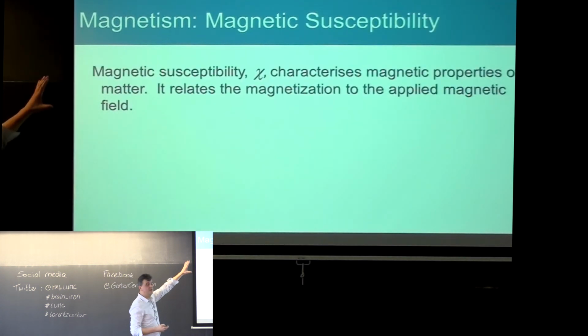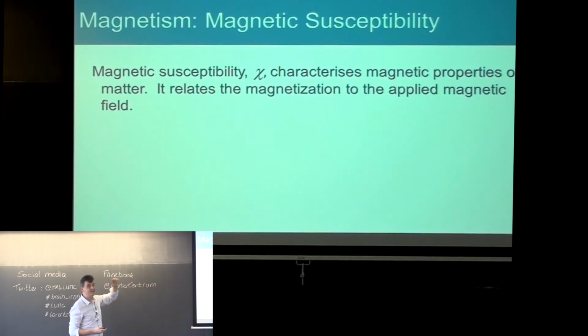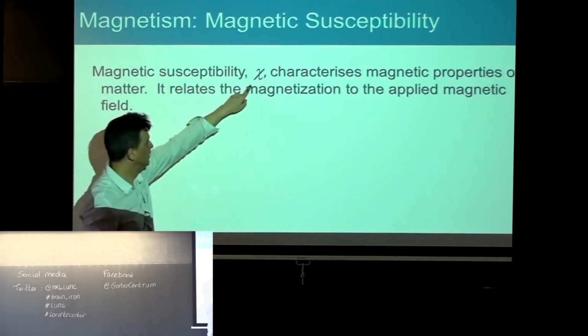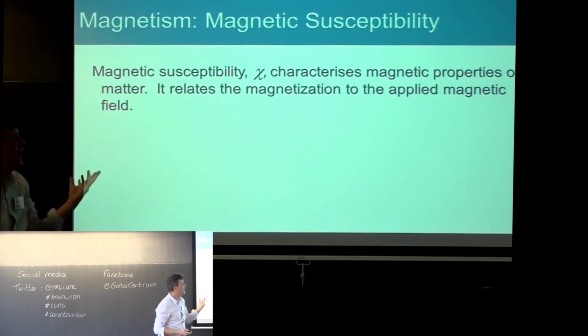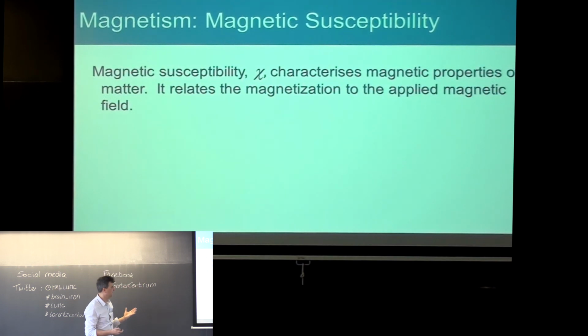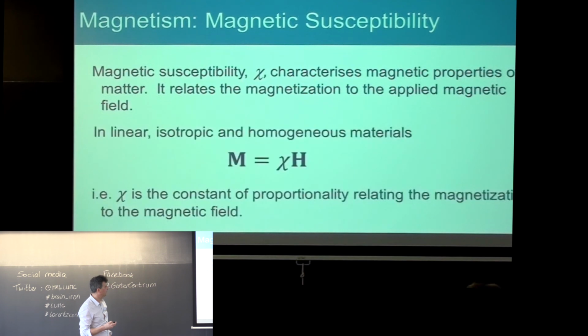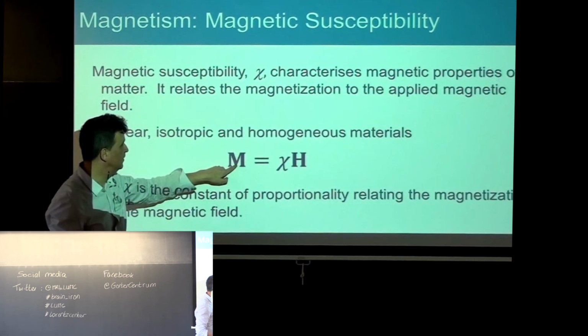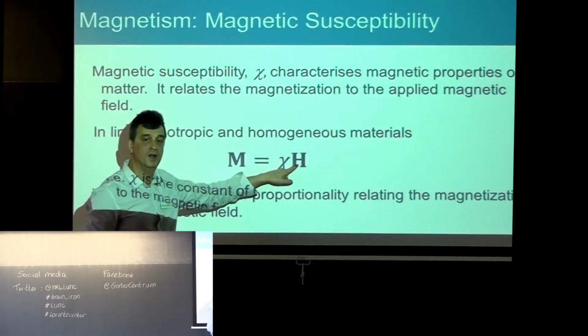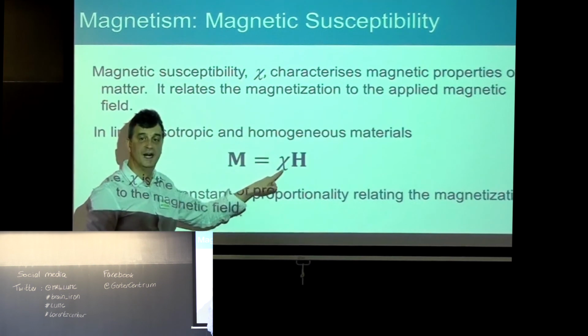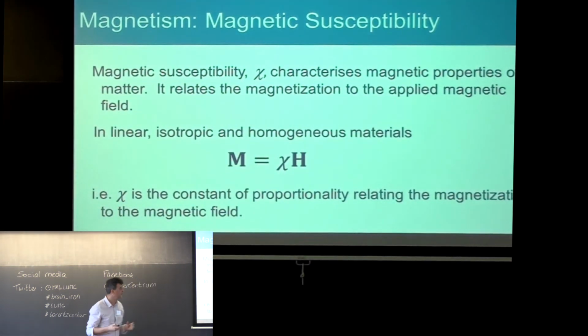So the quantity that's important often for understanding this is the magnetic susceptibility, which is written as chi, and it's the thing which really characterises the magnetic properties of matter. It relates the magnetisation to the applied magnetic field. So in many materials, the magnetisation is just proportional to the applied field, and the constant of proportionality is the magnetic susceptibility. So that's the thing which is the property of different tissues.